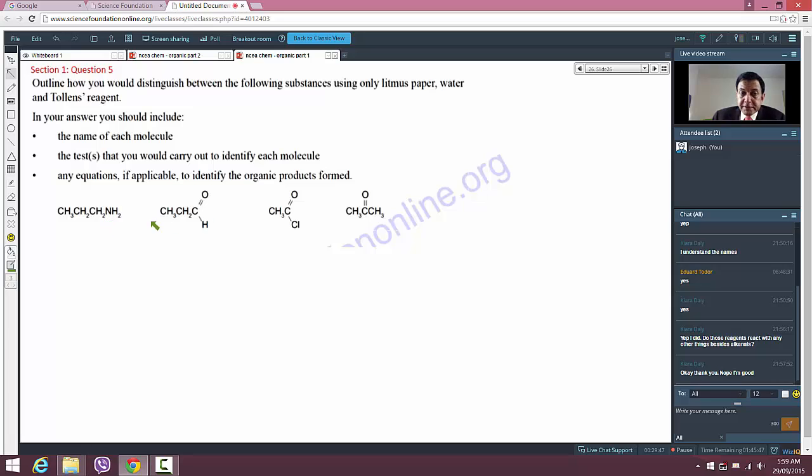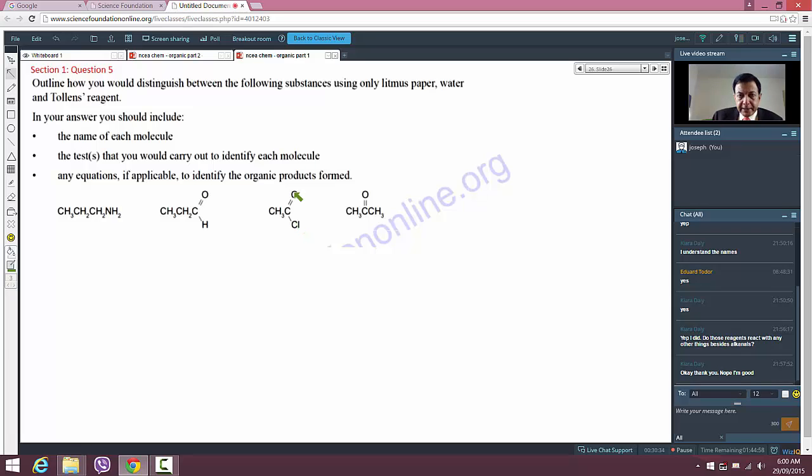Okay, so the way you'd actually do this, you'd take a drop of each of these compounds and add it to water. The only one that reacts violently with the water is this acyl chloride, also called an alkanoyl chloride. That will react violently with water to produce fumes of hydrogen chloride. So add water to samples of each of the compounds. The only one that reacts violently to produce hydrogen chloride fumes is the CH3COCl. So you've identified that one.